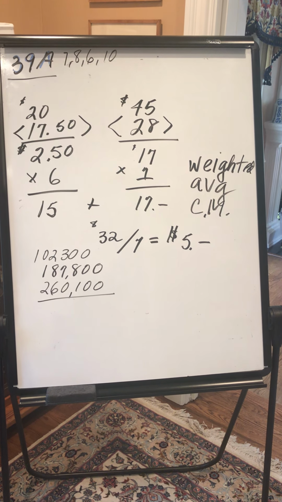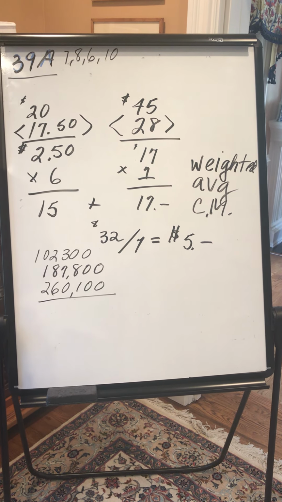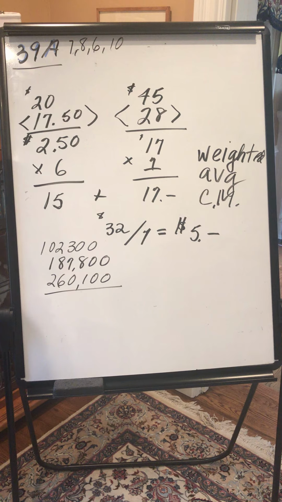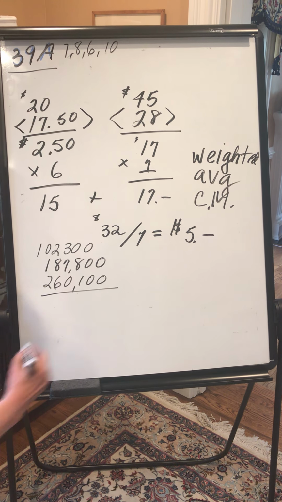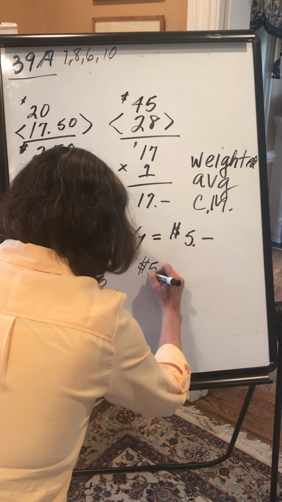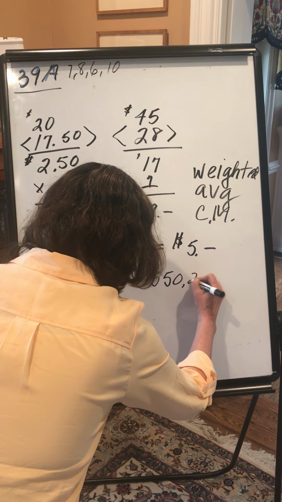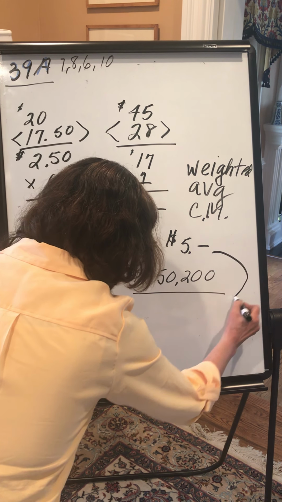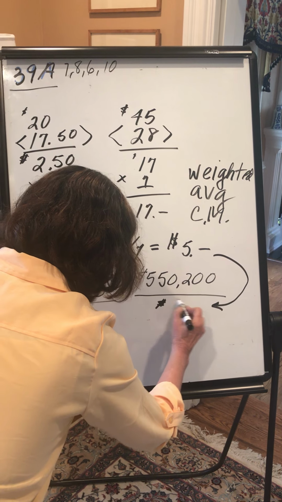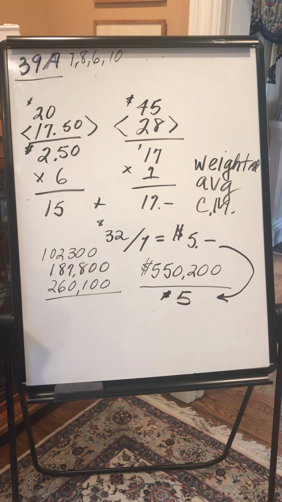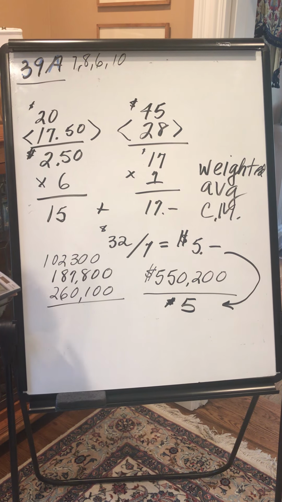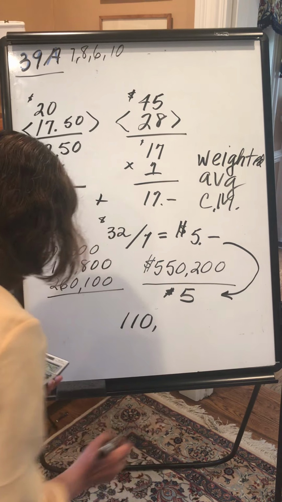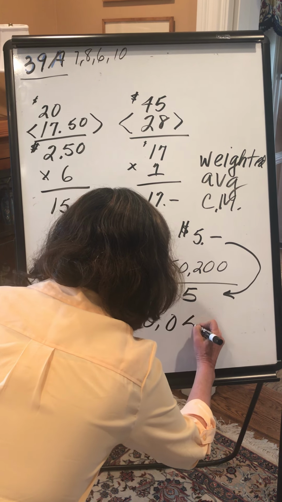So 102,300 plus 187,800 plus 260,100. So our top number is 550,200. The weighted average contribution margin is 5. So what does that give us? We know at this point that we need to sell 110,040 units.